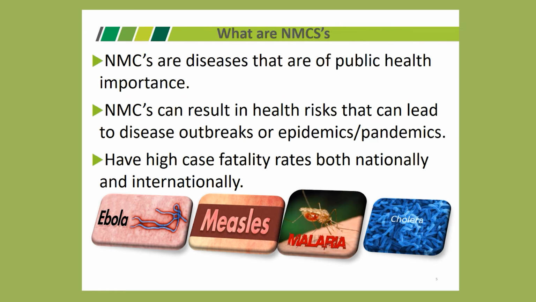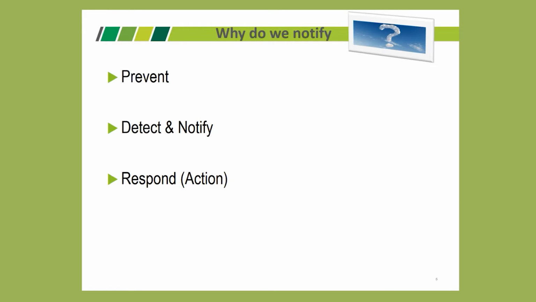So what are notifiable medical conditions? They are diseases that are of public health importance because they have the potential to cause an outbreak, an epidemic, or a pandemic with usually high case fatalities both nationally as well as internationally. So on the screen, we've got Ebola, measles, malaria, and cholera, and those all form part of your category 1 NMCs.